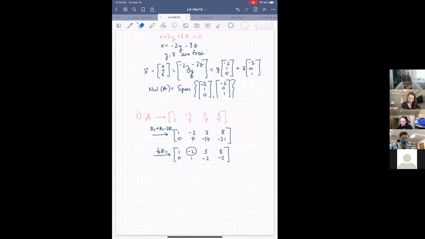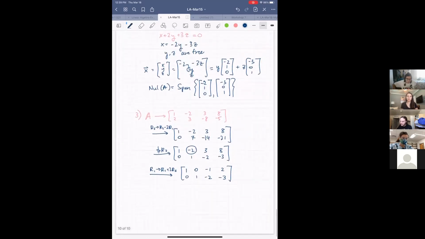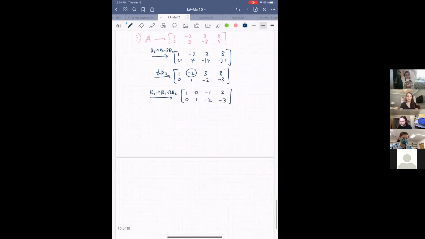So we can do that by taking row 1 plus 2 times row 2, right? Okay, so we should end up with this. Our second row will not be changing. And then our first row, we'll get 3 minus 4, so -1. And then we'll get 8 minus 6, so 2.